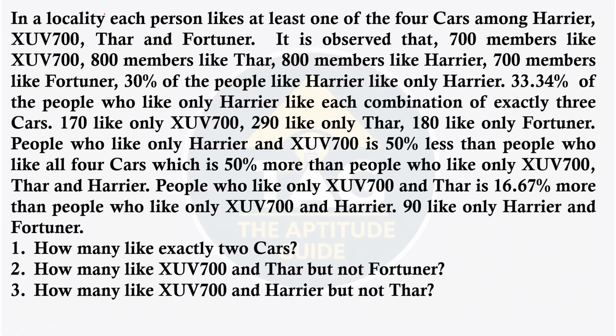Let's understand the given information first. Let's go through it carefully. In a locality, each person likes at least one of the four cars among Harrier, XUV 700, Thar, and Fortuner. It is observed that 700 members like XUV 700, 800 like Thar, 800 like Harrier, 700 members like Fortuner, and you are given some more information here.